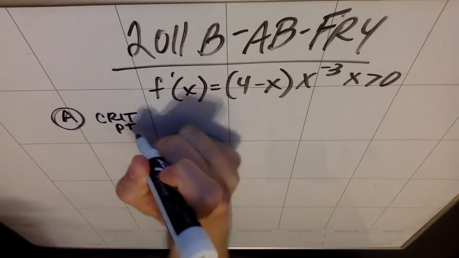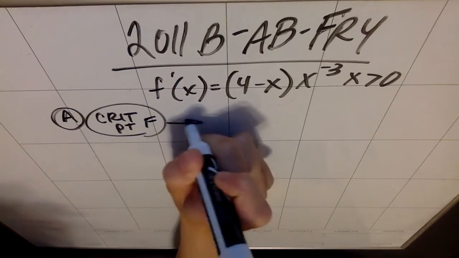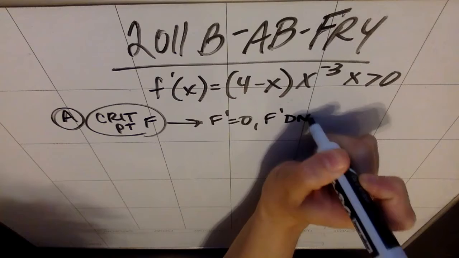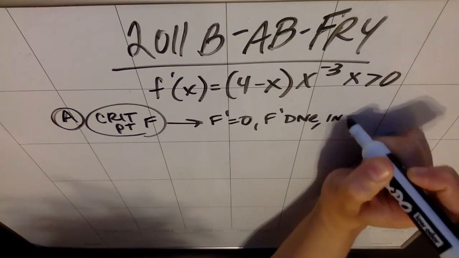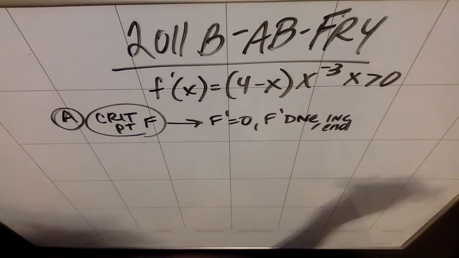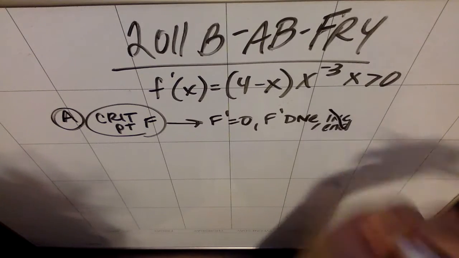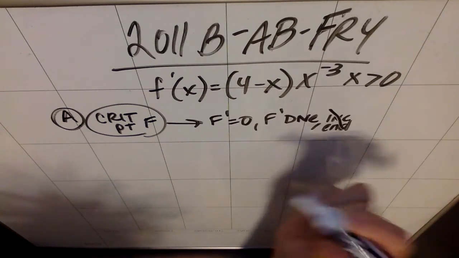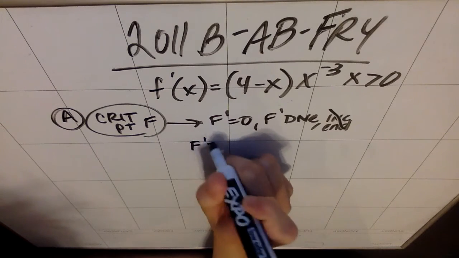A critical point for f means that f prime is 0, f prime doesn't exist, or we have an included endpoint, because an included endpoint would go on our sign chart too. But there are no endpoints here. So we're either looking for f prime is 0 or f prime doesn't exist. So f prime equals 0, right?